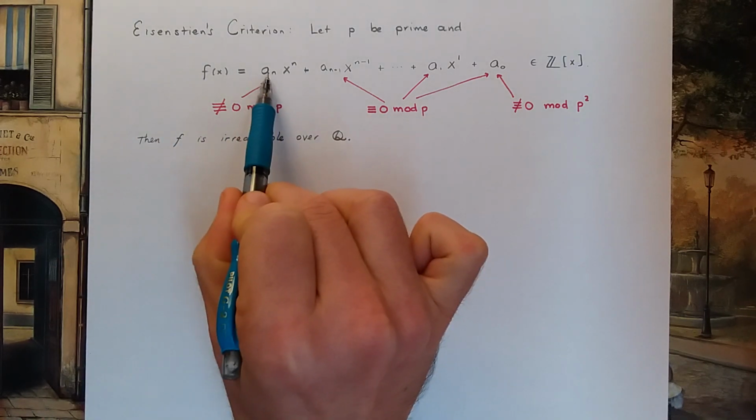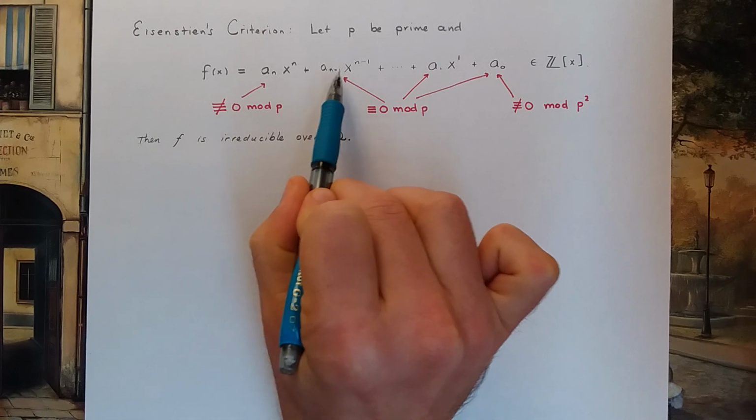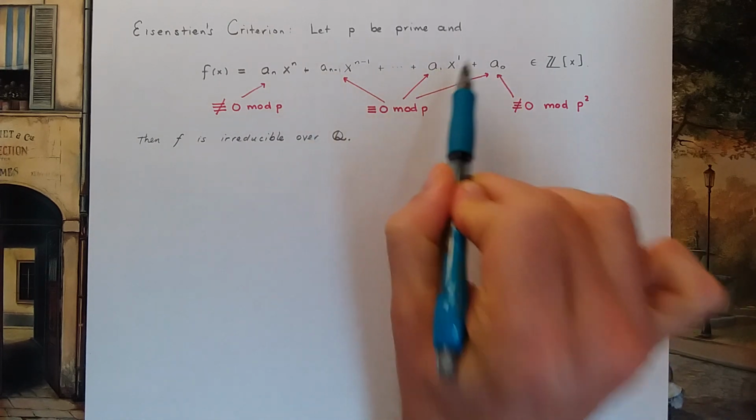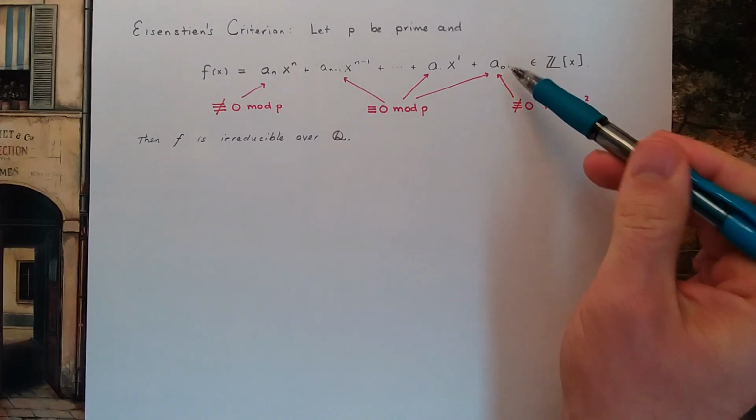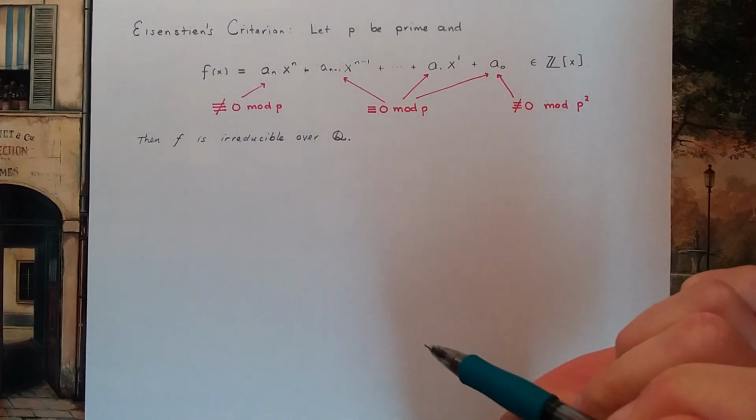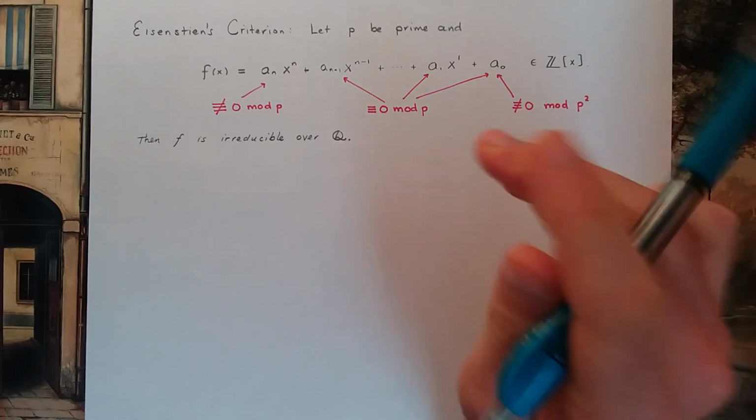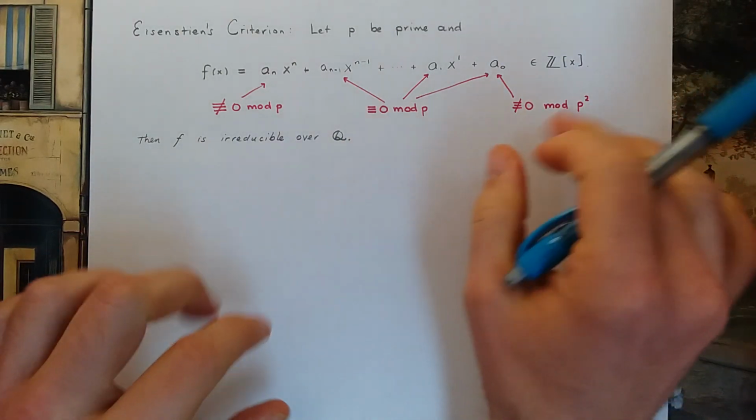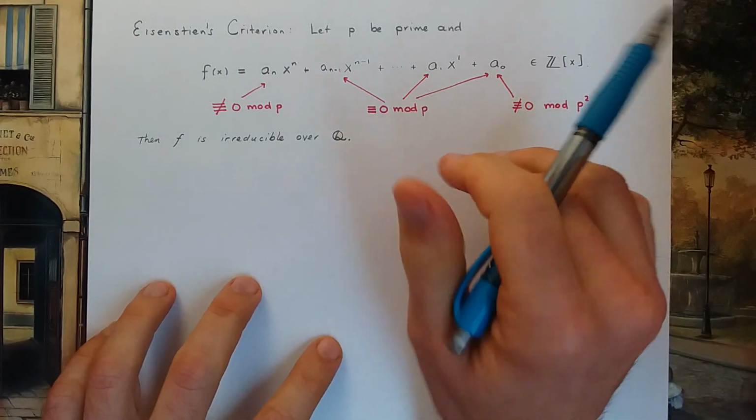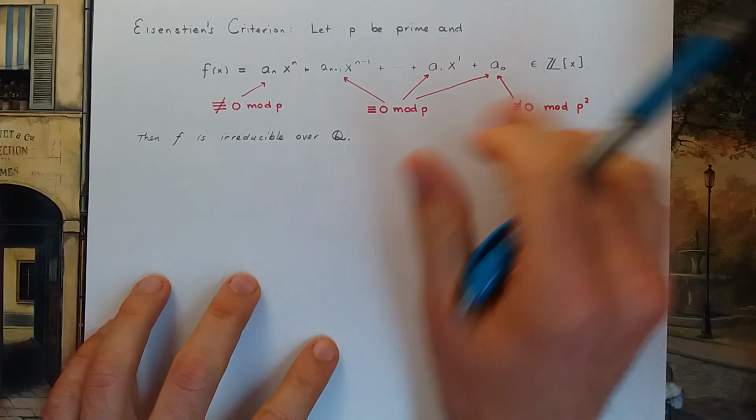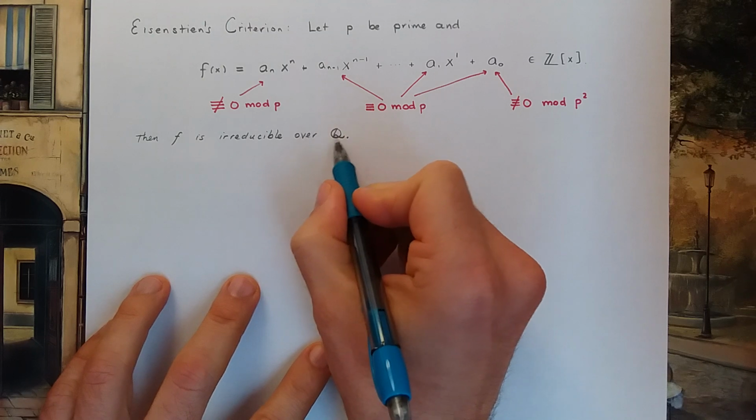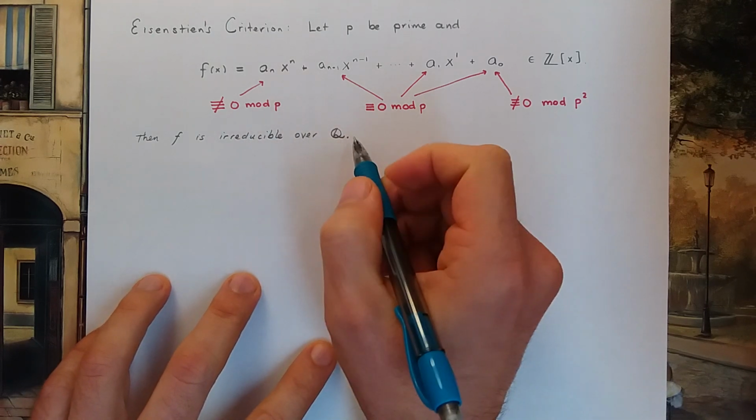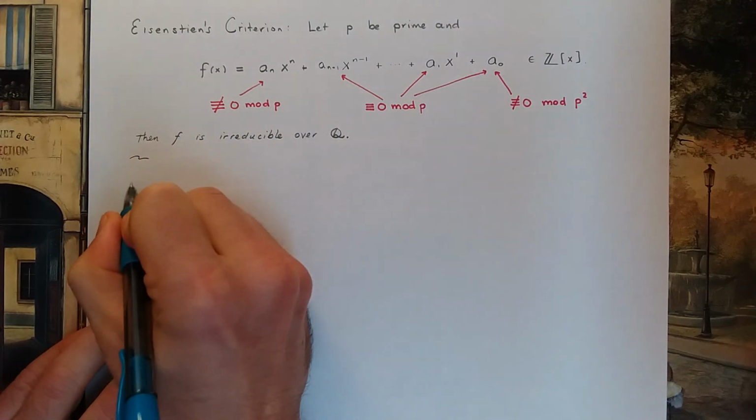So the leading term is not divisible by p, every other coefficient is divisible by p, and furthermore, I'm going to say that the last coefficient is not divisible by p squared. So if your polynomial satisfies this condition, it turns out that it's irreducible over the rationals, which, as we know, is enough to prove irreducible over the integers. So here's the proof.